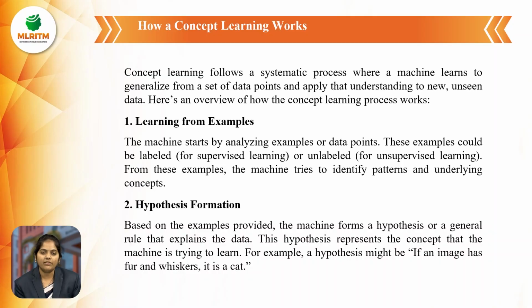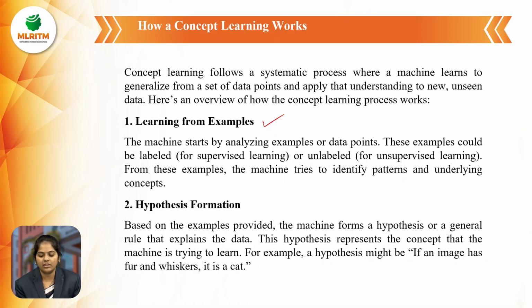Whenever we train a machine learning model with some data, and it sees any new data, how will the machine learning model work? So the first point would be learning from the examples. The machine starts by analyzing the examples or the data points. In the training process, we'll feed the data to the system so that it will recognize the things from the training data.